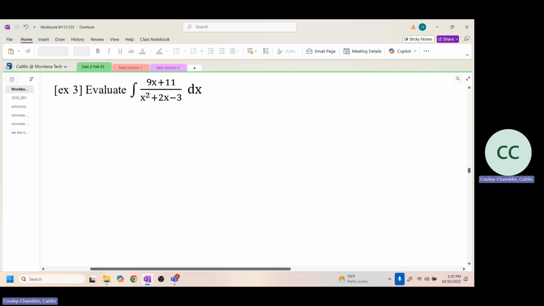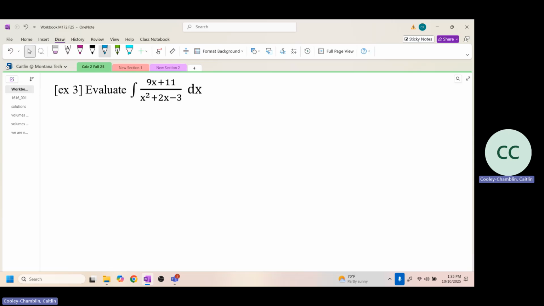Okay. So example 3 says evaluate the integral of 9x plus 11 divided by x squared plus 2x minus 3. We cannot use substitution here, because if we did, this is the wrong answer. I'm going to do this in red. I'm going to show you why this does not work. Don't write this down. A lot of people might say, why don't we use substitution?